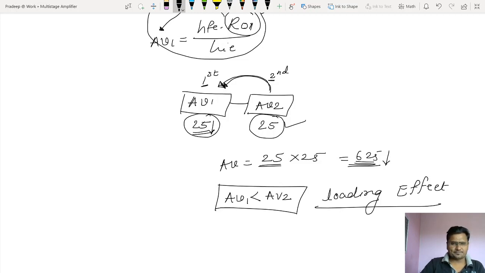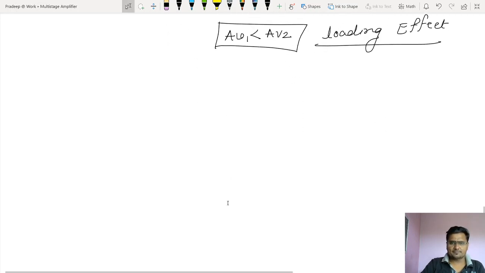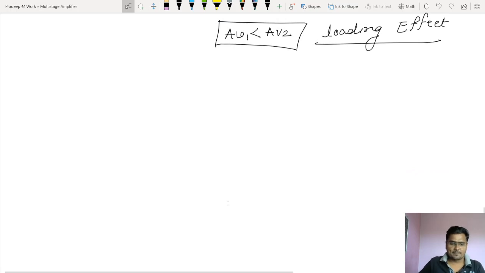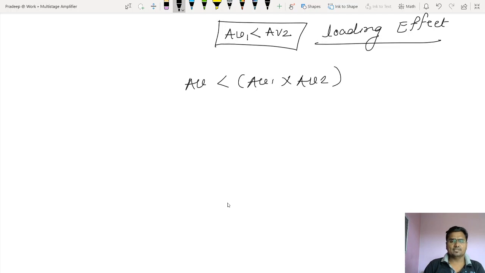Now, I hope you understand the conclusion, that the total voltage gain AV is always less than the multiplication of AV1 and AV2. It is always less, the gain will remain less than 625. Why? Because of this loading effect. That is the conclusion. I hope you are getting this point.